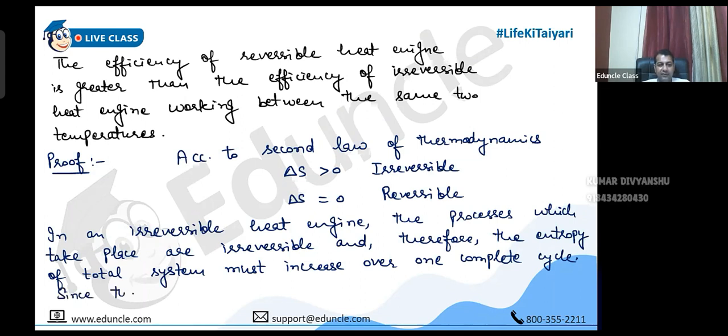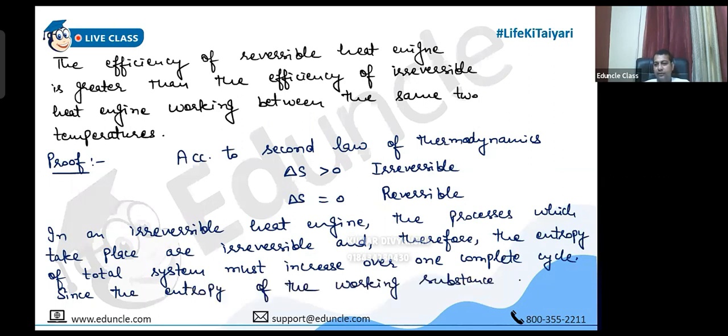But the entropy of the working substance does not change. Why does it not change over one complete cycle? Because we always say that it comes back to its original position. After absorbing the heat, doing the work, and then releasing the heat, it comes back. Okay, so its entropy does not change at all. Since the entropy of the working substance does not change. Note it? Yes, sir.